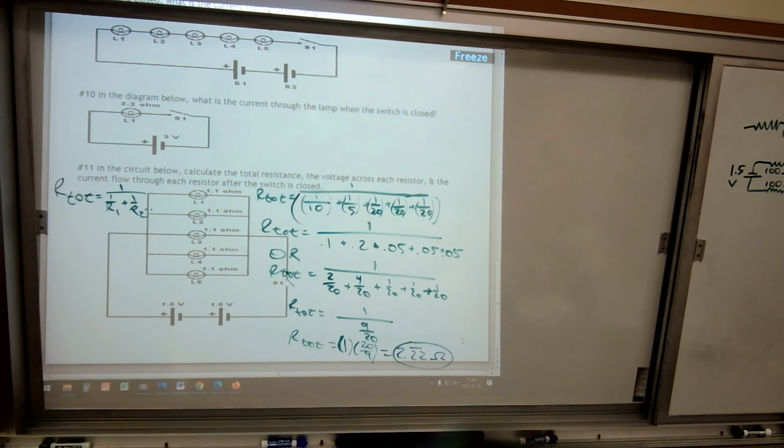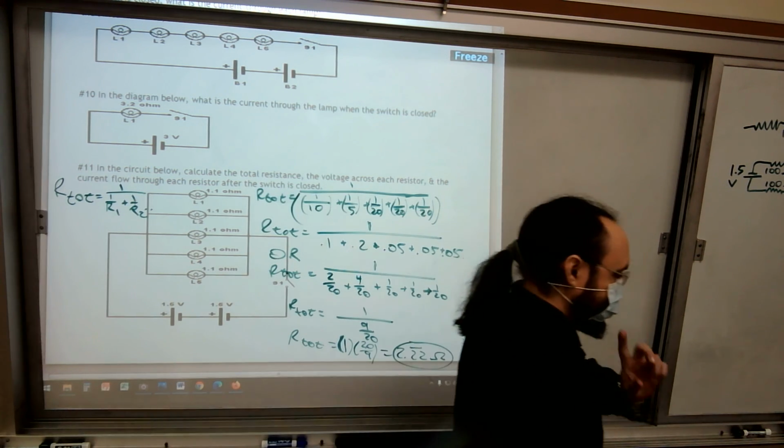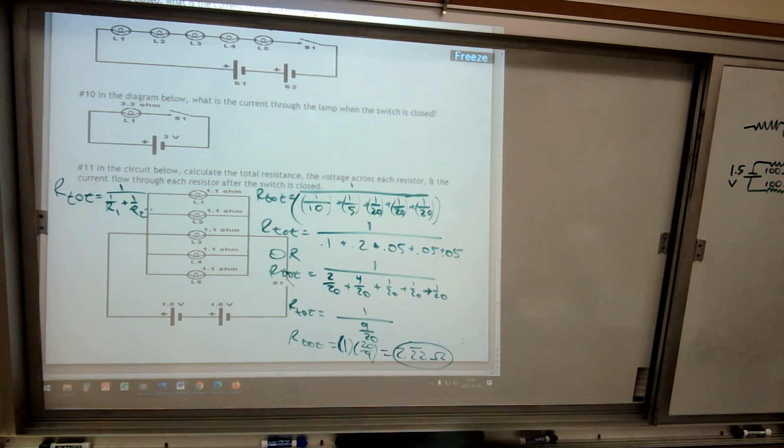Sound good? See if y'all can try that out. Remember, you've got to draw a picture for each one. It asks you to, so you don't need to remember. Make sure you use the proper symbols. The little X for volt, the little squiggle for resistor, and the little plates for voltage.